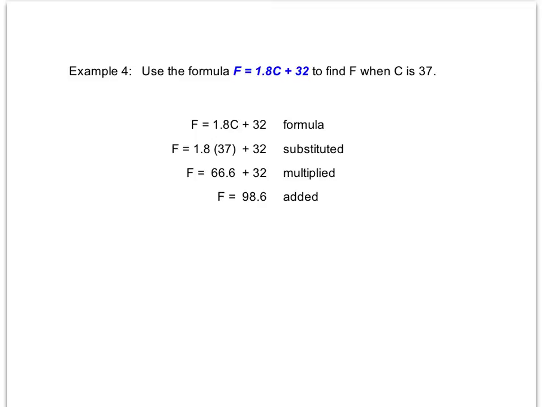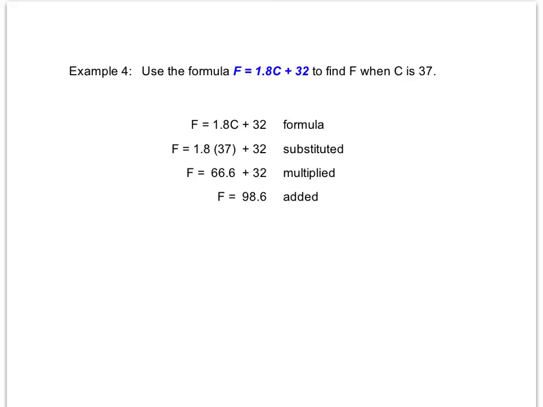Example 4. Use the formula F equals 1.8C plus 32 to find F when C is 37. So this formula is used to convert measurements of temperature from degrees Celsius to degrees Fahrenheit. We replace C with 37 and simplify. So here is the original formula. Here we've substituted 37 for the C.